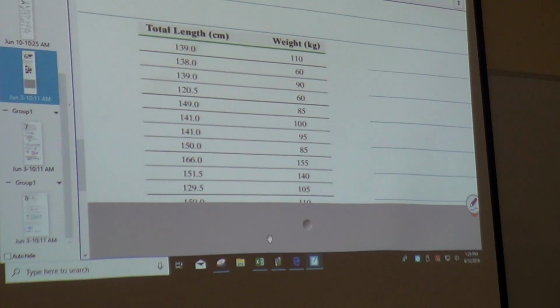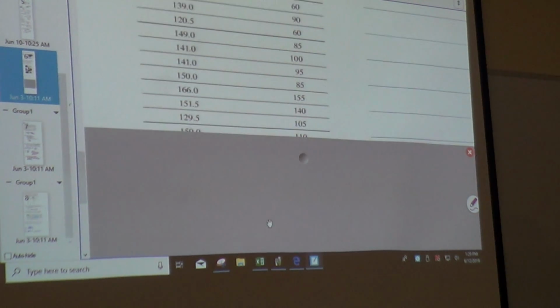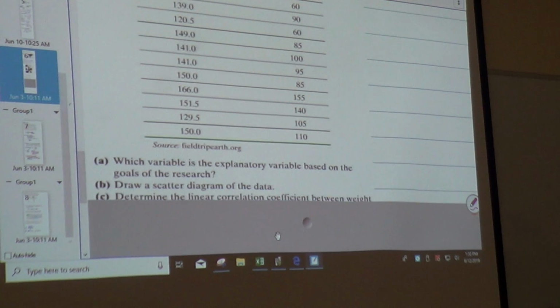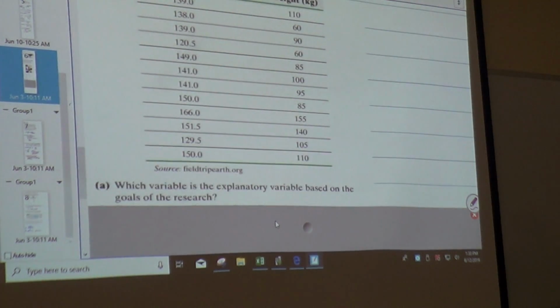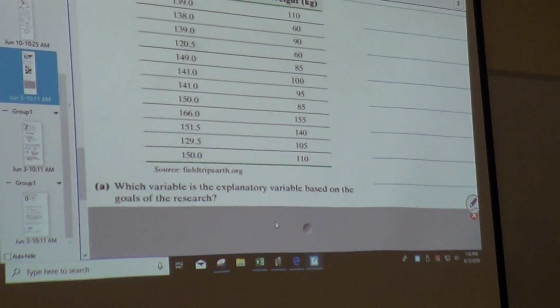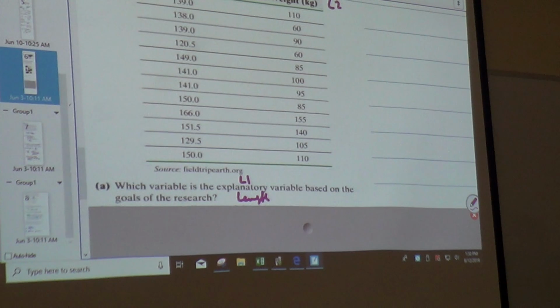Okay? So, we have a couple of questions. And this one has a lot of data, so we're just going to walk through this one because it's the same steps. It says, which variable is the explanatory variable? Your explanatory variable is going to be your L1. So what is going to be our L1? Length. So this is going to be my L1, this is going to be my L2. It's not necessarily the order that it's written.